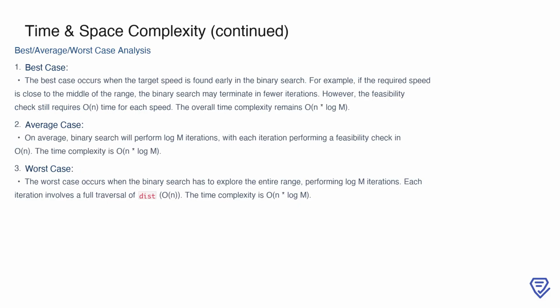Now let's analyze the best, average, and worst-case scenarios for the optimized solution. In the best case, the target speed is found early during the binary search. For instance, if the required speed is close to the middle of the range, the search might terminate in fewer iterations. However, each iteration still involves a feasibility check, which takes O(n) time, so the overall time complexity remains O(n log m). On average, the binary search performs log m iterations, with each iteration involving a feasibility check of O(n). This results in an average case complexity of O(n log m).